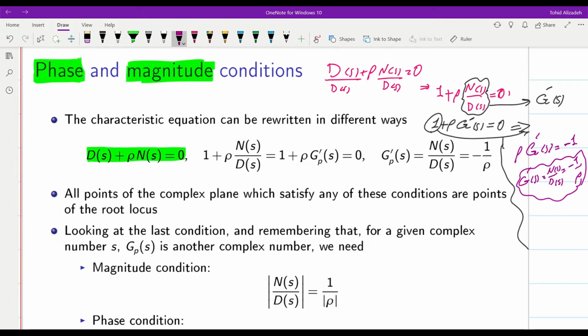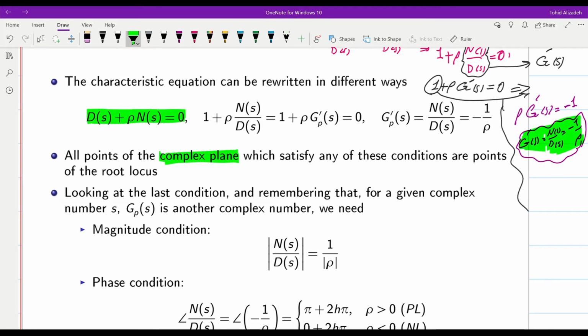And we know that rho takes real values, okay, from minus infinity to plus infinity. Now, all the points of the complex plane which satisfy this equation, and indeed any of the equations that we had, because they are identical to each other, any point on the complex plane which satisfies this equation will belong to the Root-Locus, because it will be indeed a pole of our closed loop system, that point.